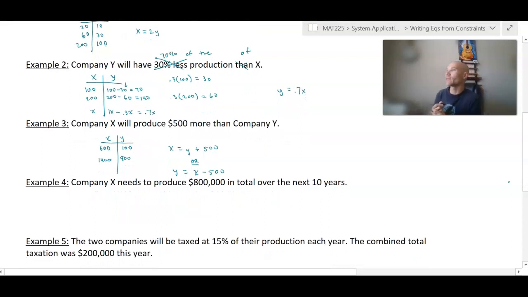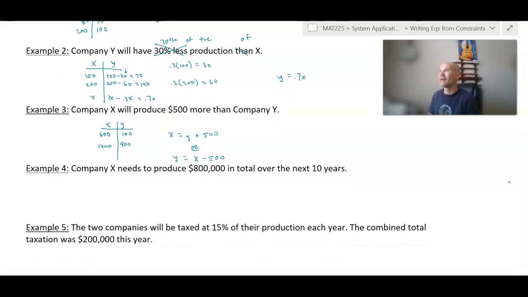X needs to produce $800,000 in total over the next 10 years. Now, it doesn't really make a whole lot of sense to try to construct a table here because the annual production x would need to be an amount so that if you multiplied that number by 10, you got 800,000, right? Little x is the total annual production. So if I produce x, and this is in dollars per year, that's the units of x. It's going to be the annual amount of money produced.